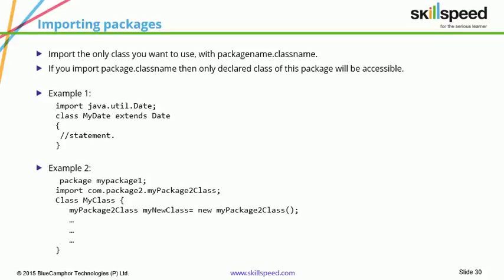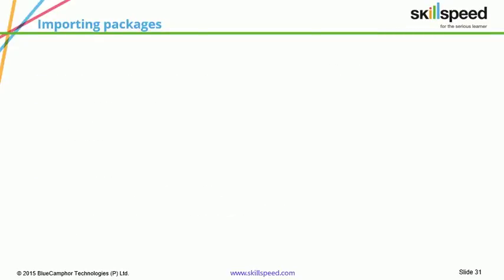Example 2 is package mypackage1, import com.package2.mypackage2class, and we write class myClass. Inside it, mypackage2class myNewClass equals new mypackage2class, which means we are using the class called mypackage2class from the package2. Following, we will write our statements that are required.